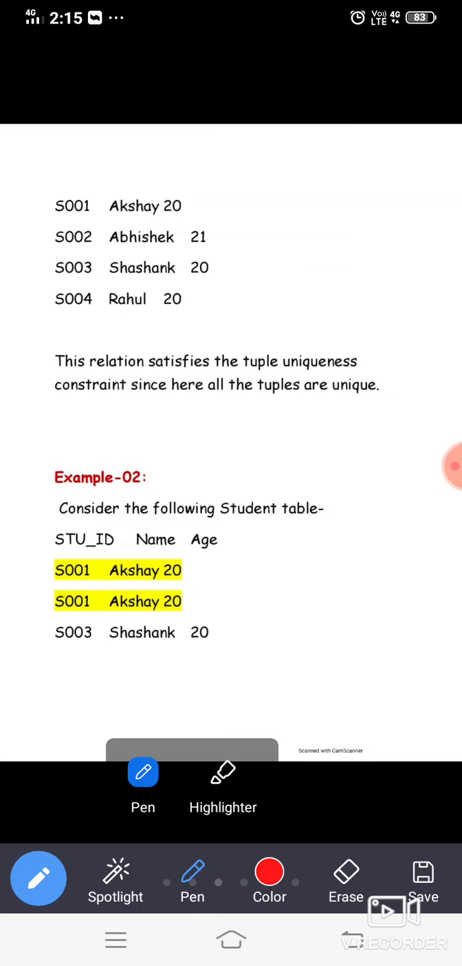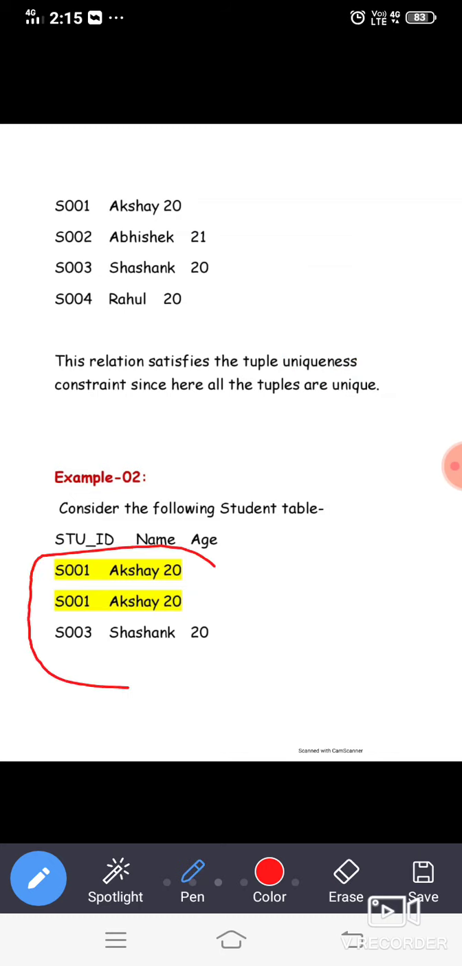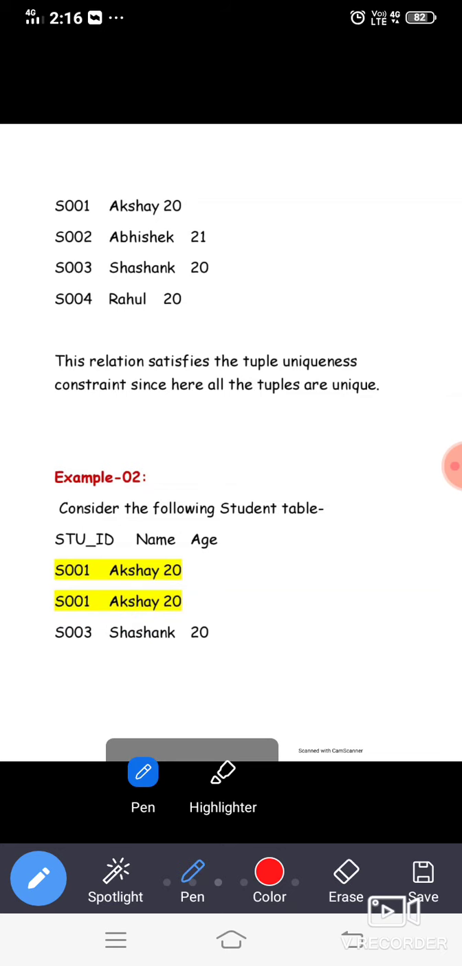See here, this is the table which violates the rule of tuple uniqueness. Two tuples should never be the same. See here, redundancy is there, right? The two tuples should not be the same. Here the data in the first tuple is the same as the data in the second tuple. That means there is no uniqueness.